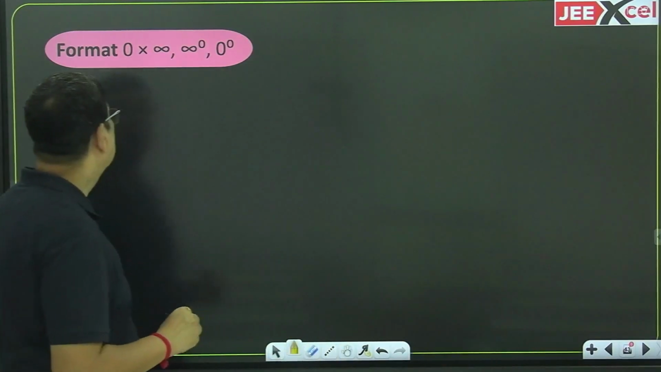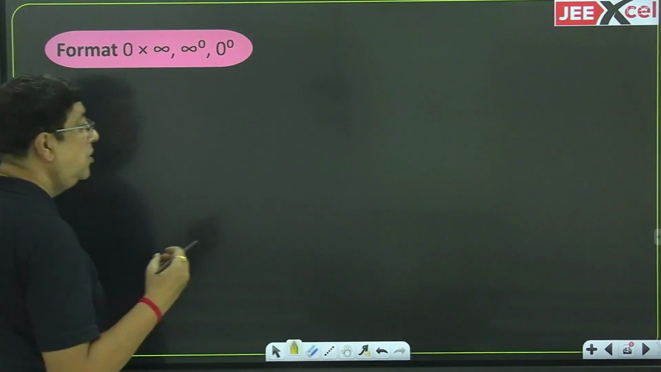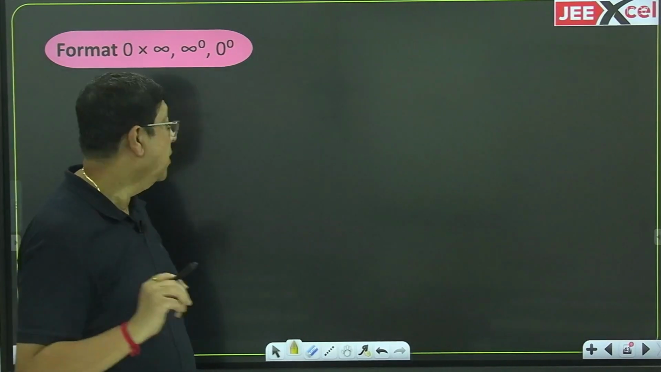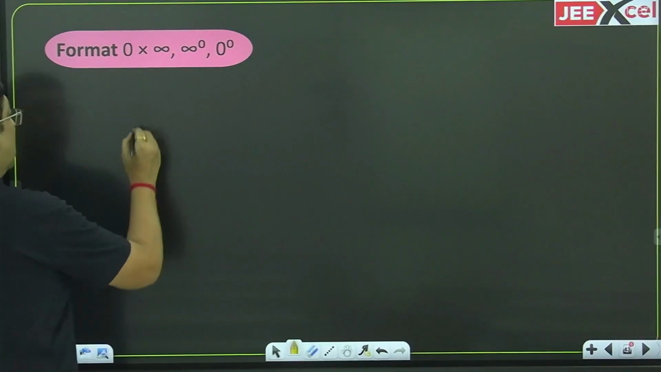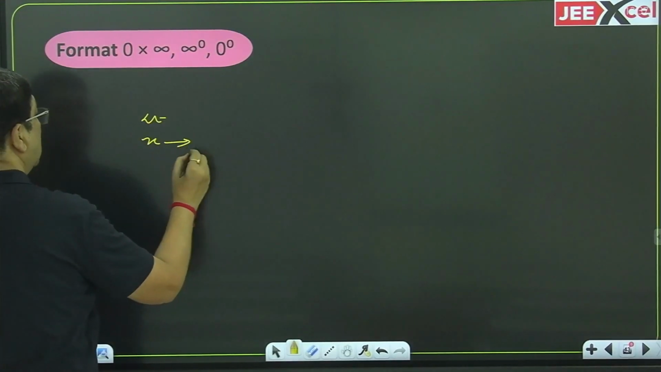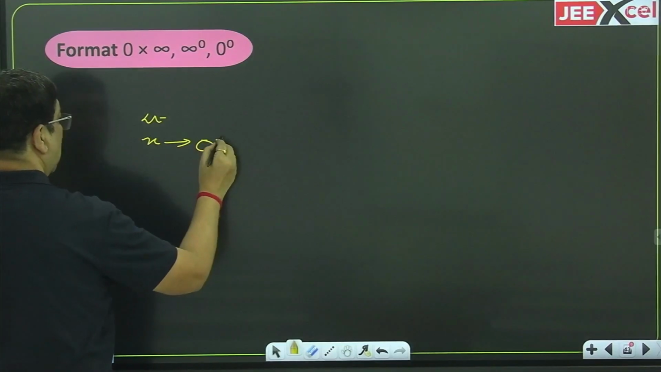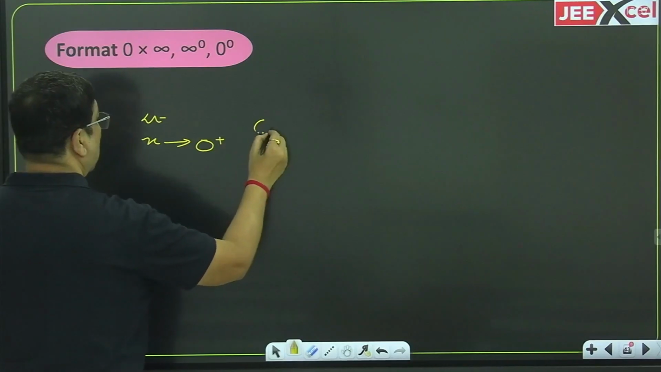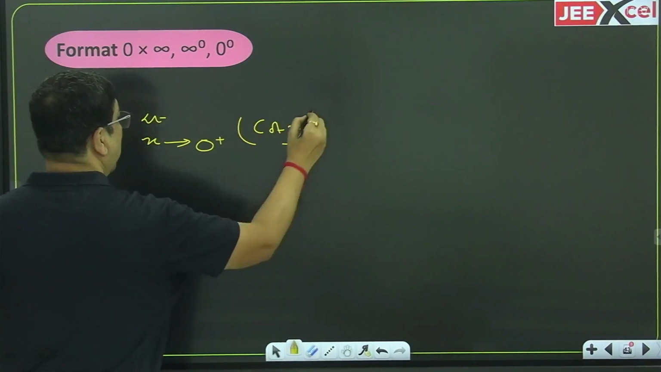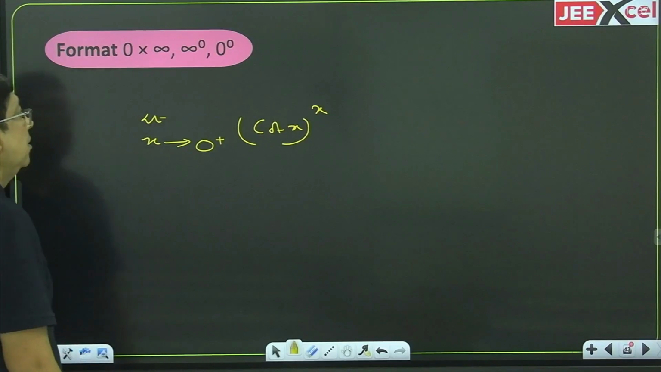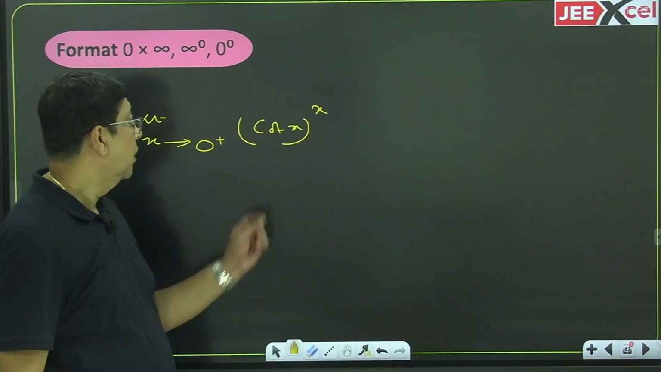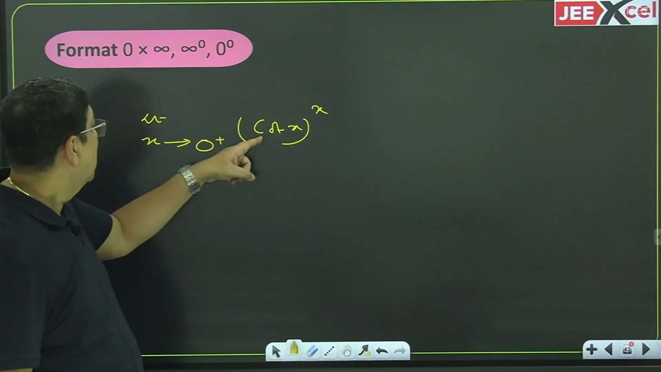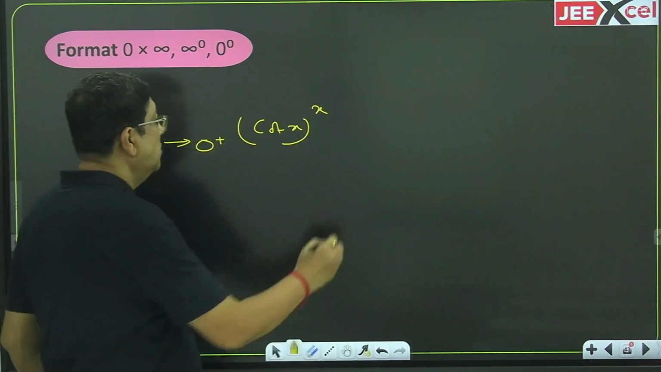Let us apply some forms of indeterminate, but its detailed portion is in application of derivative. Okay, we'll do this later. So suppose limit x tends to 0 plus of (cot x) whole to the power x. What form will this be? Look at this very interesting question. Here cot 0 is infinity, so it is infinity to the power 0 form.